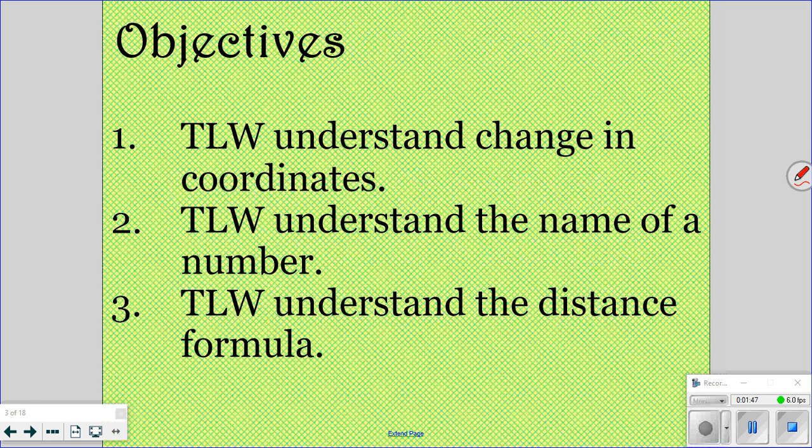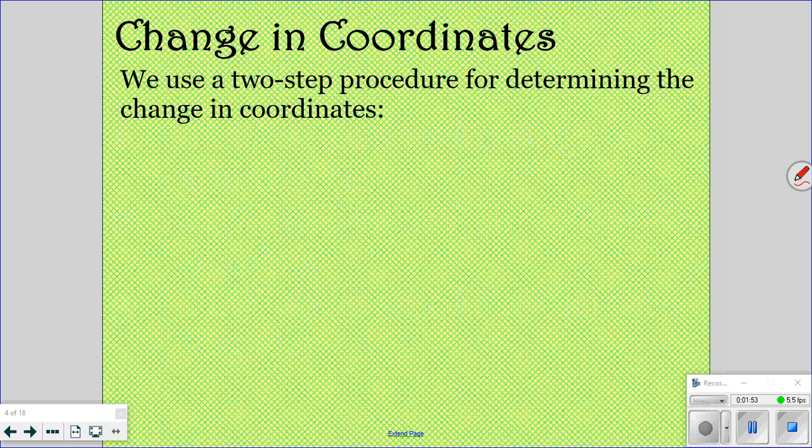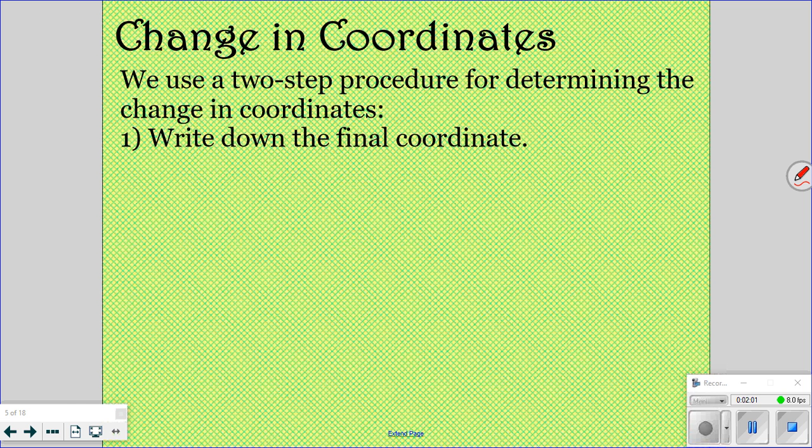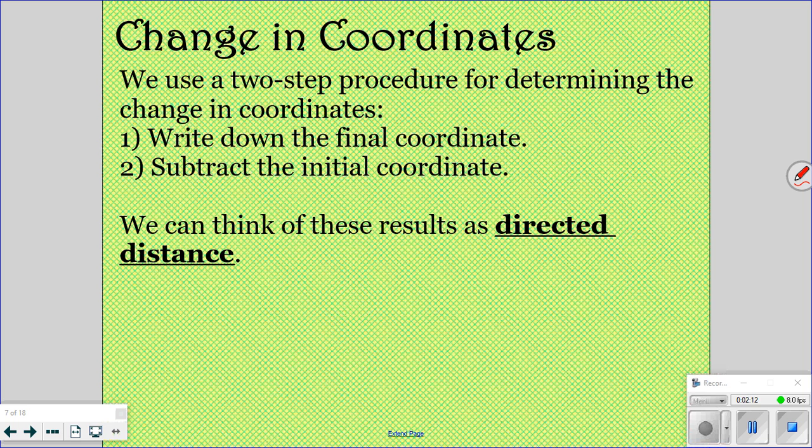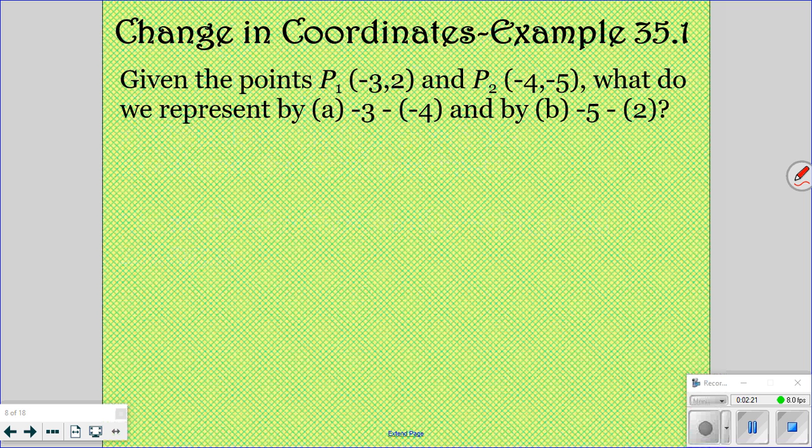So the change in coordinates is the weird one, but the other two you should have no trouble with after this lesson. So whenever they're talking about changing coordinates, they say we use a two-step procedure for determining the change in coordinates. You start with the final coordinate, and then you subtract the initial coordinate. That's all you do. It's just kind of weird. Like, I don't understand why they feel the need to have a specific part of the lesson devoted to this. But it's the directed distance, because it tells you whether you went forwards or backwards, whether it was positive or negative.